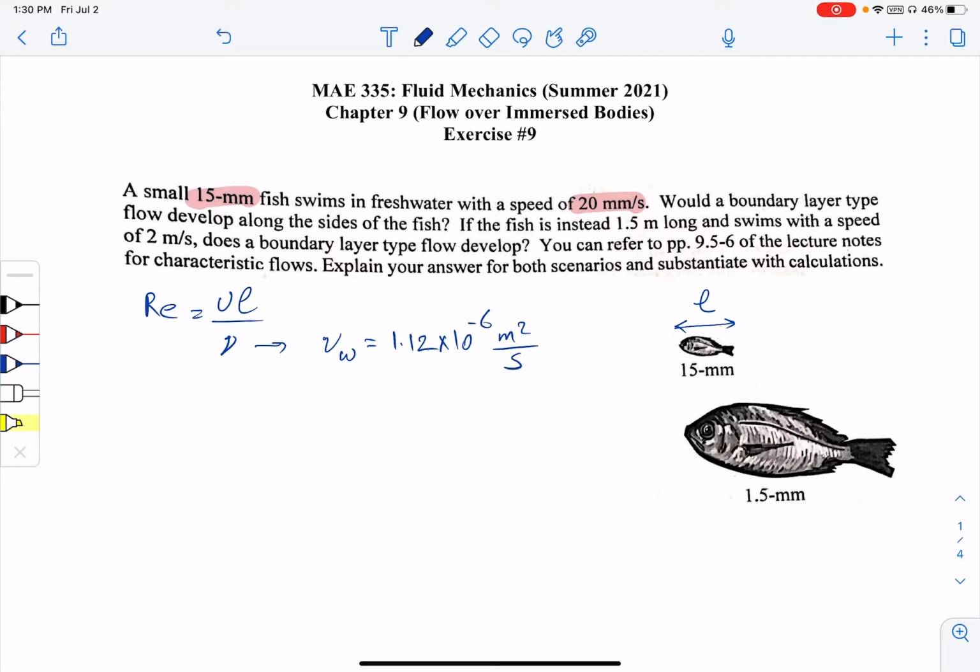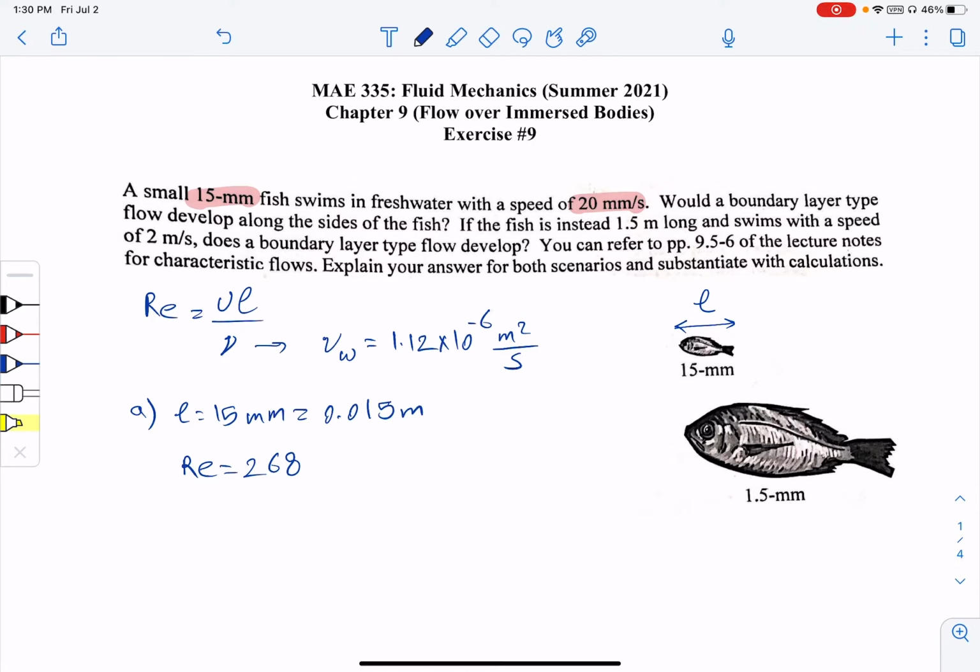Now in part A, we know that L is 15 millimeter, meaning 0.015 meter. If we put the nu and L in the Reynolds number with the velocity of 20 millimeter per second, which also needs to be converted to meter per second, we're going to get a Reynolds number of 268.